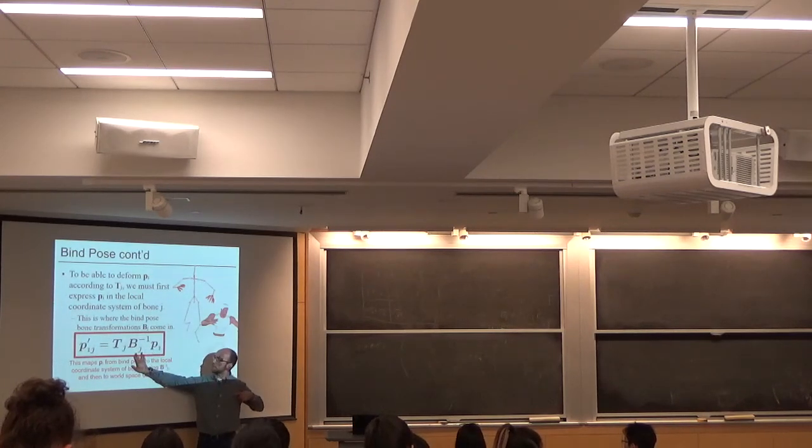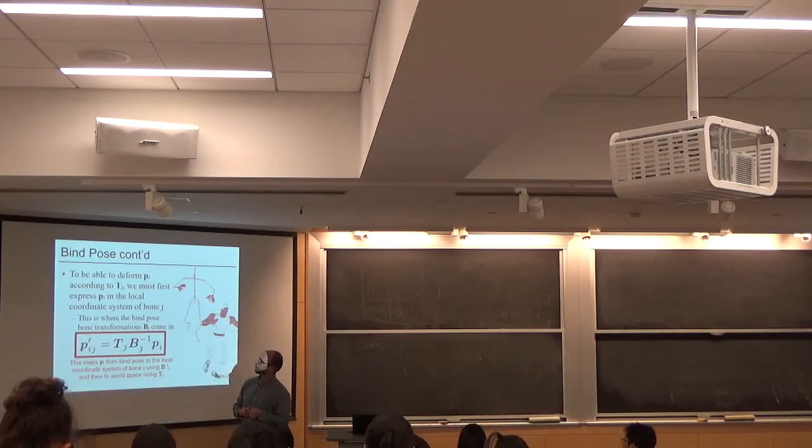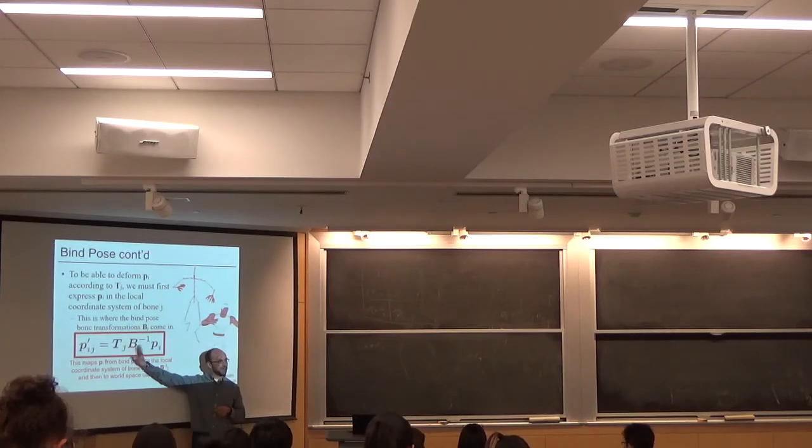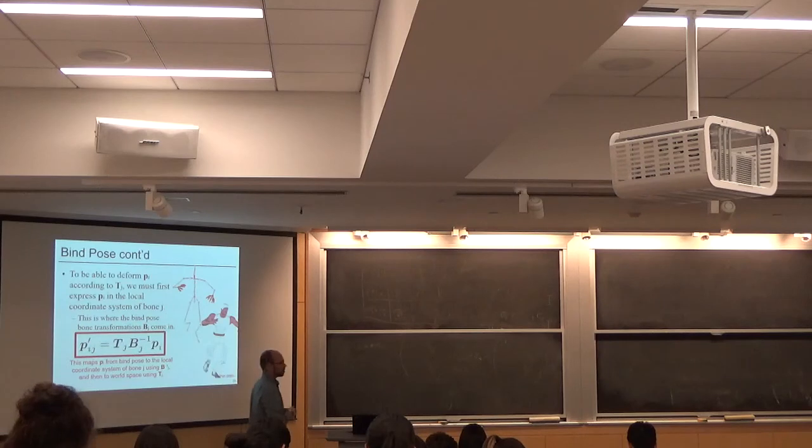So B_j inverse of p_i is what? This is the position of point i in the frame of bone j, and the rest of the guy, right? So if I do this, then I end up in the frame of bone j, because I apply the inverse. Now I can apply my transformation, okay? And this takes me back to global. And so that's essentially this coordinate transformation.